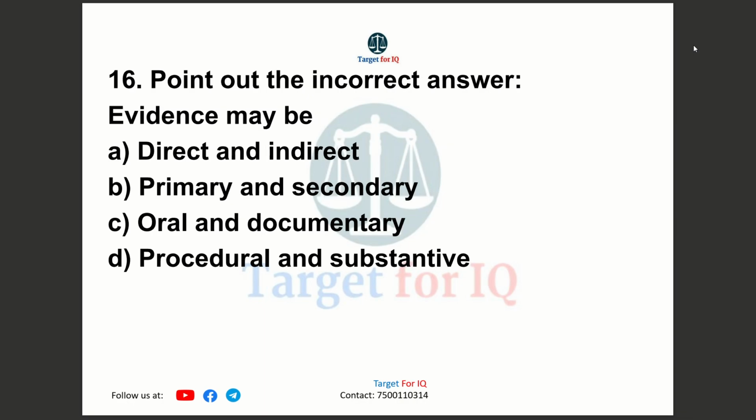Question number 16. Point out the incorrect answer. Evidence may be option A, direct and indirect, B, primary and secondary, C, oral and documentary, and D, procedural and substantive. So the correct answer to question number 16 is option D. Option D is the incorrect one, that is procedural and substantive. Evidence is not procedural or substantive.